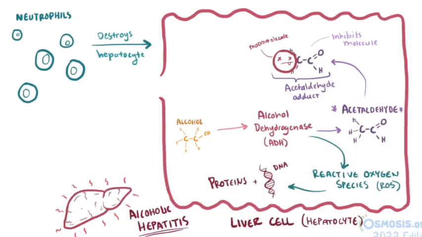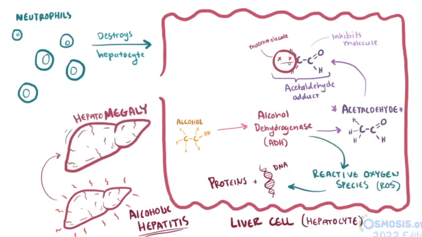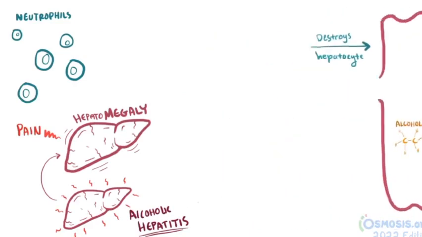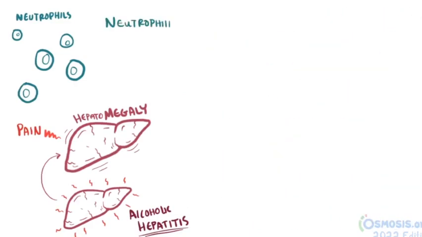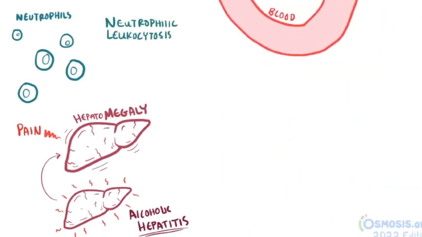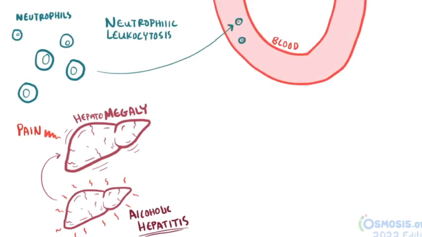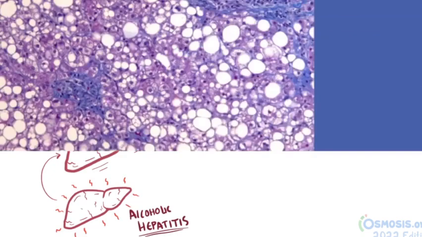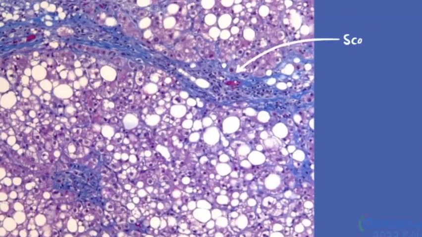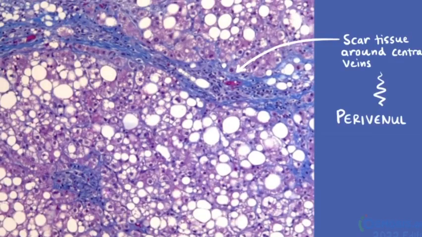At this point, the patient might have hepatomegaly that's probably become painful, since the liver is seeing more and more immune cells. They also may have neutrophilic leukocytosis, or an increased amount of neutrophils in the blood. Also, as cells become damaged and die off, scar tissue starts to form around the central veins of the liver, known as paravenular fibrosis.